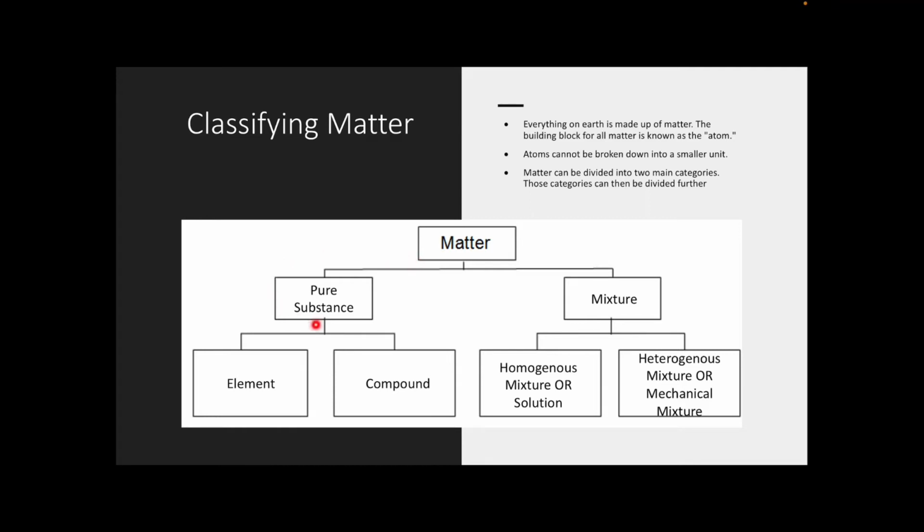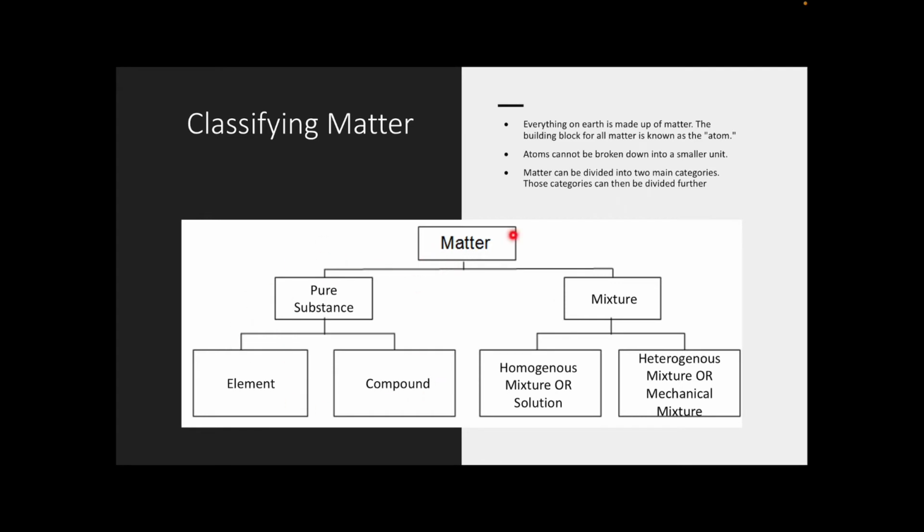If we're looking at a pure substance, this can either be an element. Think of oxygen. Oxygen is an element. Or we can have a compound, which is more than one element. An example of this would be water, or H2O, because it's hydrogen as well as oxygen. But water is still a pure substance, so it falls on this left side of this pyramid.